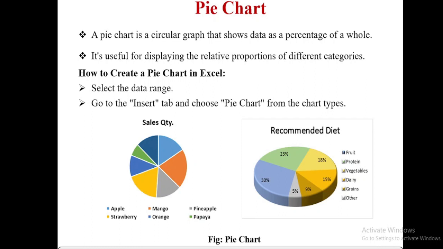A pie chart is a circular graph that shows the data as a percentage of a whole. It's a complete circle, 360 degrees or 100%, and that is to be segregated among different data. I can choose the option of a pie chart. So pie chart is a circular graph that shows the data as a percentage of a whole. It's useful for displaying the relative proportions of different categories. So how to create a pie chart in Excel? Same. Select the data range first, go for the insert tab, choose pie chart from the chart types.